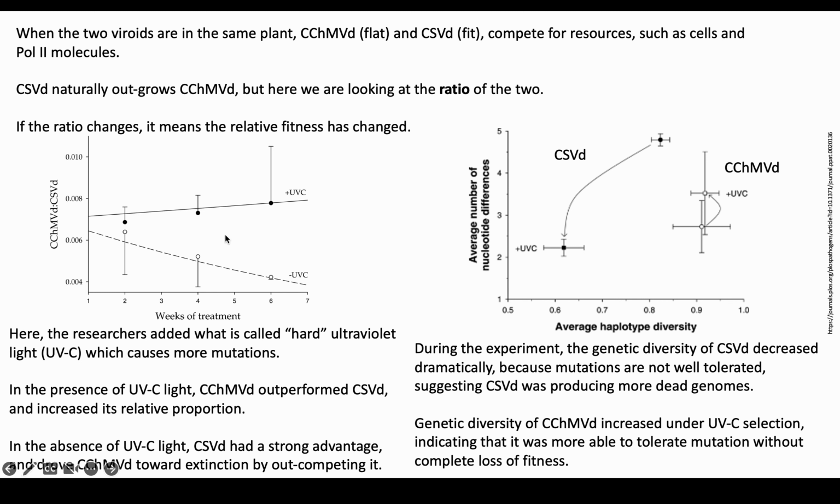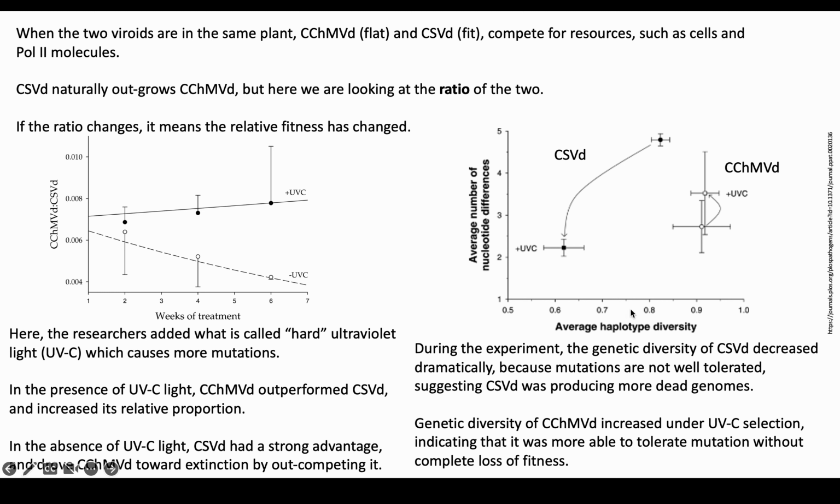And so, under different conditions, when there's high mutagenesis, the one with the flatter quasi-species actually has an advantage, and that's why the line goes up. And under circumstances where there is very little mutation going on, so little reason why it pays to be broad, then the one that grows best is the one that's going to predominate. And the one that's broad but low is just too slow. It's basically the tortoise and the hare. Think of CSVd as the hare. Think of CChMVd as the tortoise.